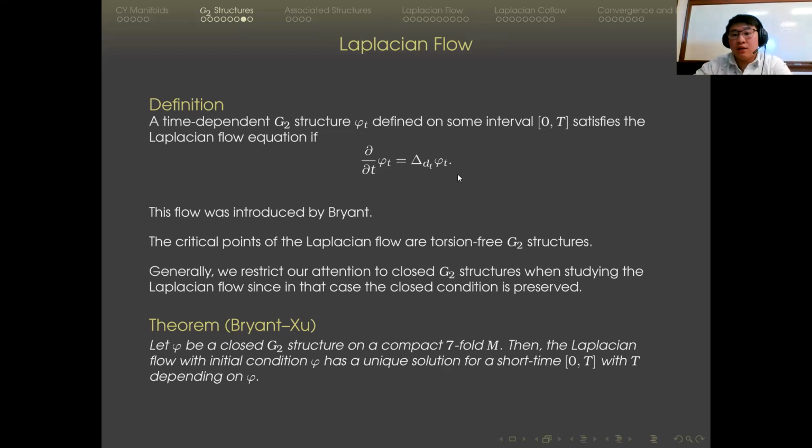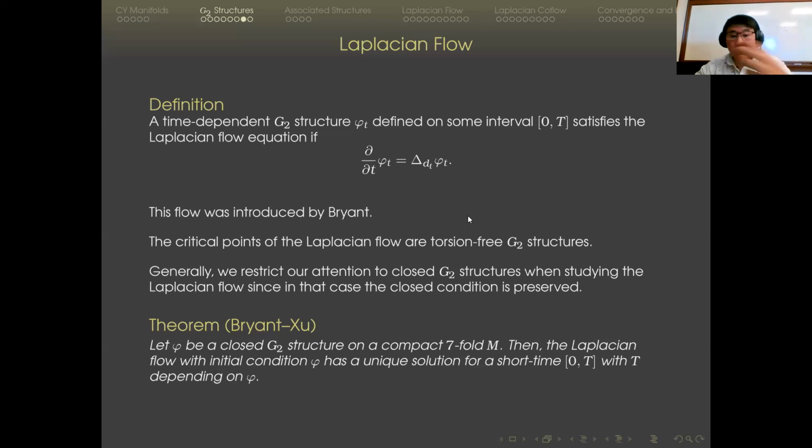So the right-hand side is secretly nonlinear in the argument. Remember that the Hodge Laplacian is d star plus d star d, and those stars are obtained by the metric and the volume form, but the metric and volume form are defined in some nonlinear fashion by the three form. So this right side over here is nonlinear in the argument. But we can see that the critical points of the Laplacian flow are torsion-free G2 structures. In the compact case, this can be shown by a quick integration by parts argument, but it holds in general.